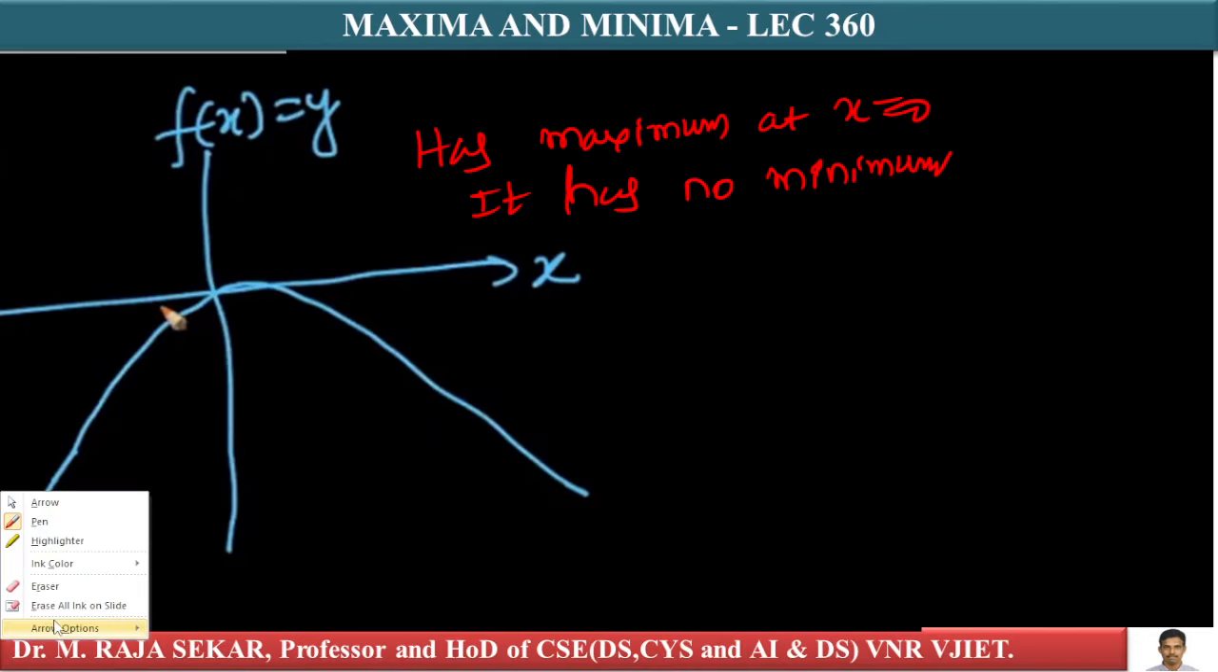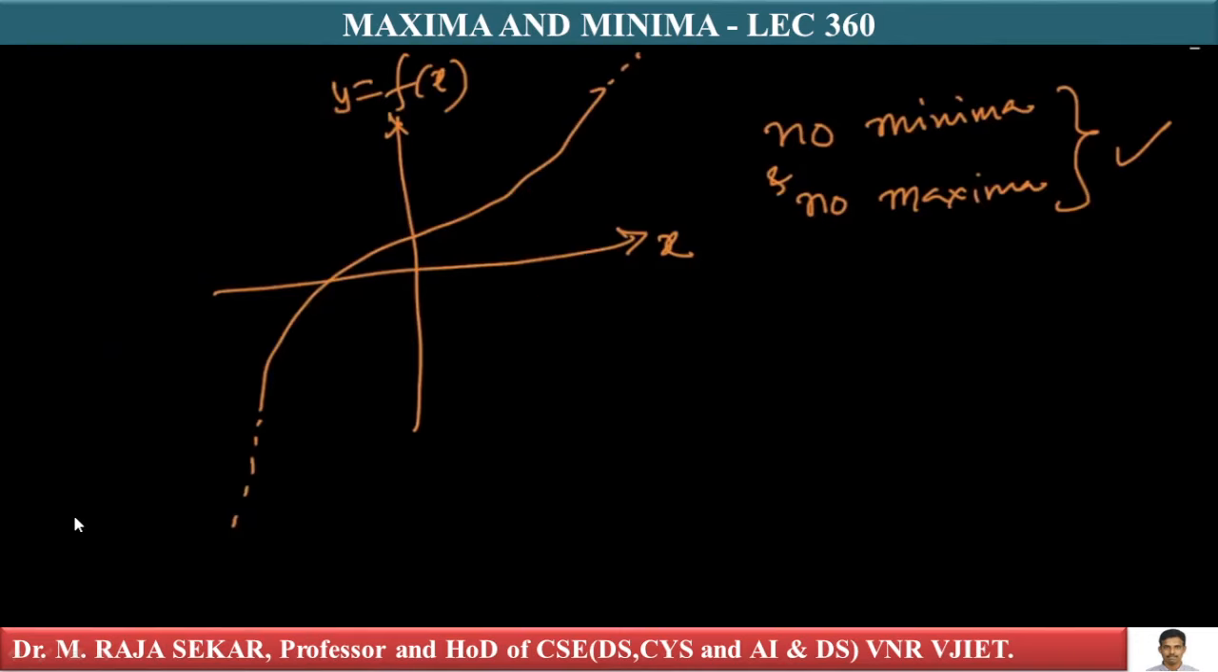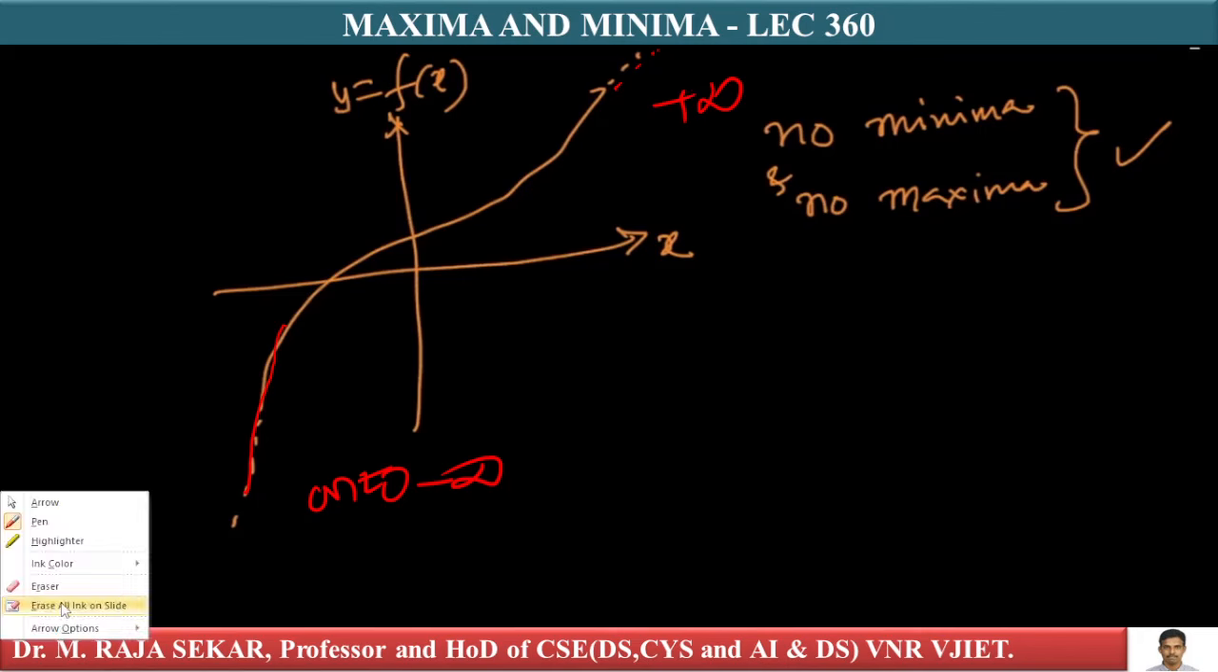Let me consider one case where the function may not have maxima and minima. Just observe this case carefully. I have this function. This function has no minima and no maxima, because it keeps on decreasing to minus infinity, and it keeps on going to plus infinity. There is no end. Even in this case, there is no minima and no maxima, isn't it?